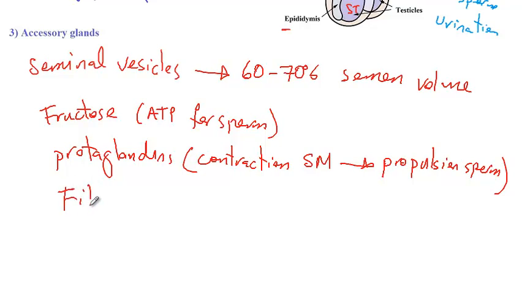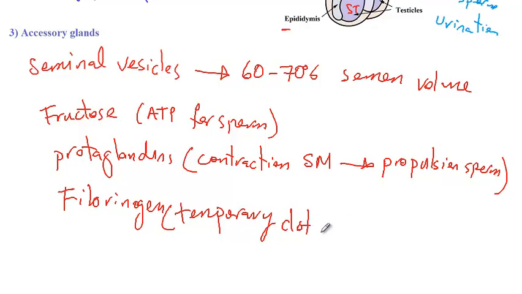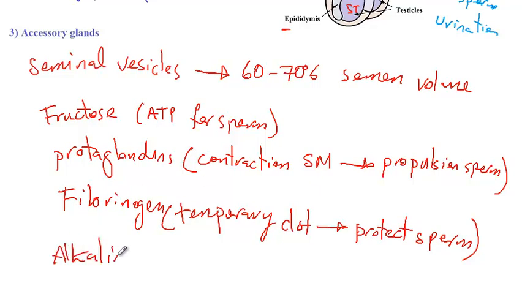There is also fibrinogen in order to form a temporary clot to protect the sperm from the acidic environment of the vagina. And then there are also alkaline secretions from the seminal vesicles that will activate the sperm. So actually, spermatozoa become mobile after being mixed with the alkaline secretions of the seminal vesicles.